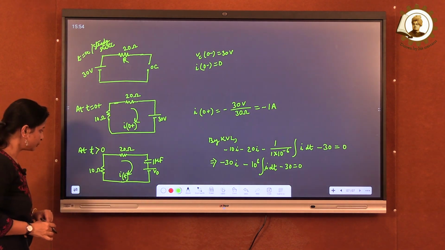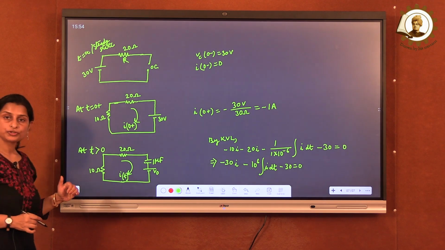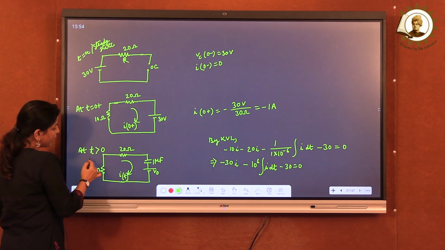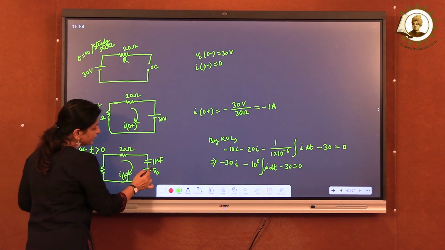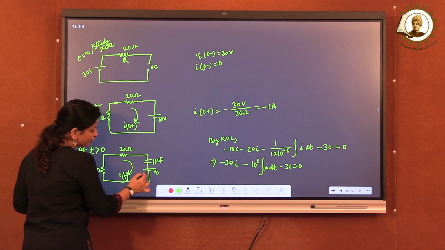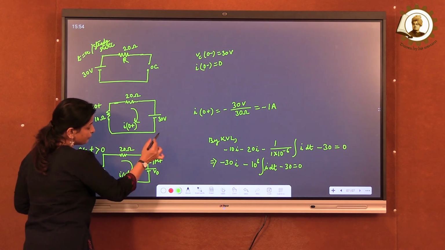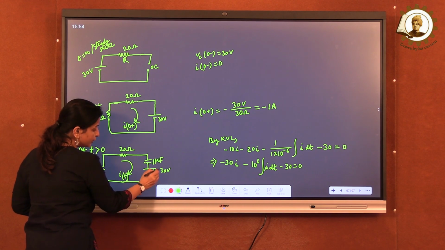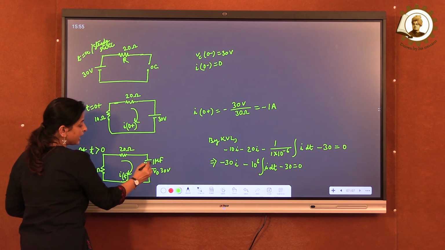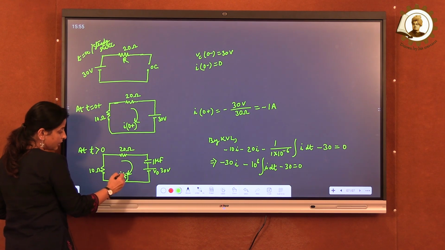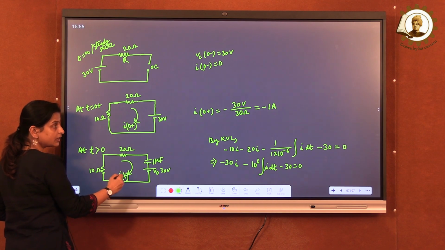Now for t greater than 0, we again have the switch at position 2. So we have these two resistances, 10 ohm and 20 ohm. Apart from that, for t greater than 0, there will be the capacitor of 1 microfarad capacitance with voltage V0, which is V at 0 minus, meaning 30 volt. Now in this circuit, if we apply KVL, we will get an equation in I.